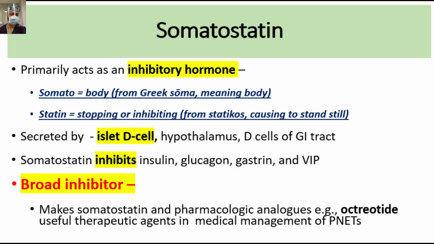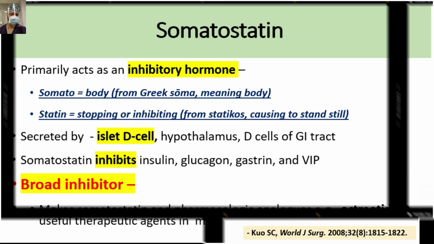So all the hormones we have discussed so far, that is insulin, glucagon, gastrin, VIP, are inhibited by it. This is the inhibitor of all the hormones. So it is a static broad inhibitor. That means if something is being produced more, it will inhibit the function of that hormone. So somatostatin analogs like octreotide become useful therapeutic agents in the treatment of all these PNETs. You will understand this when we discuss therapy like PRRT in the subsequent part of this video.